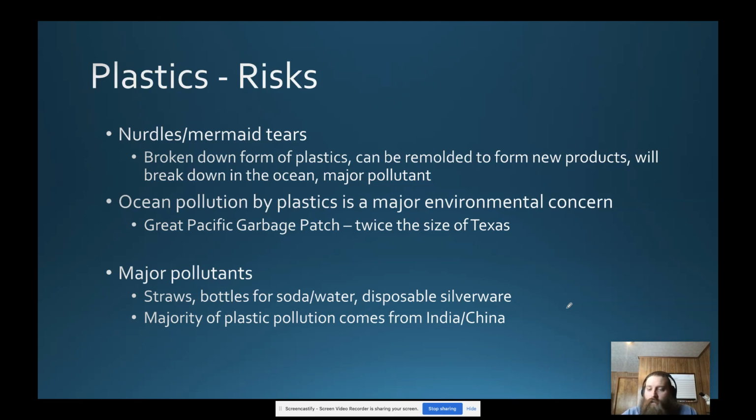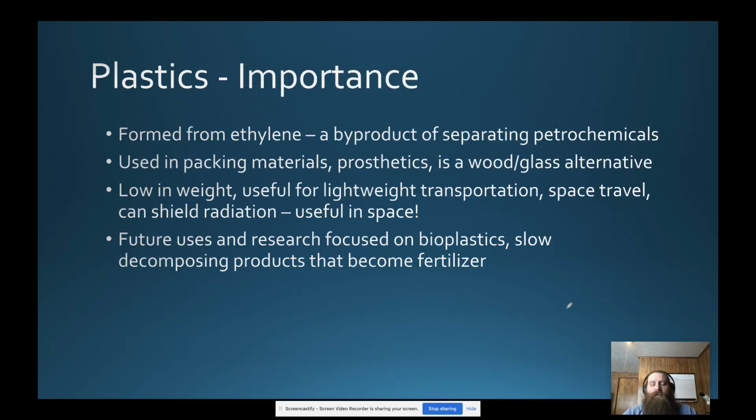There is a pretty large patch of plastic out in the Pacific Ocean. It's called the Great Pacific Garbage Patch. It's about twice the size of Texas, and it's just a bunch of plastic floating around. It's pretty disgusting.